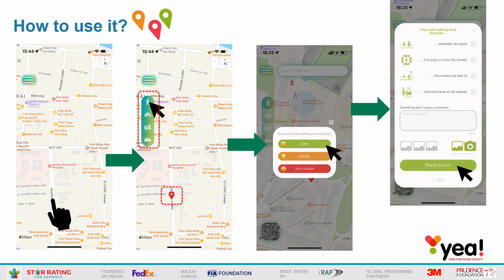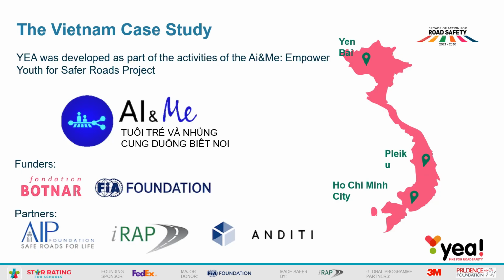And after selecting the level of safety, a new menu will appear for them to give us a little bit more information about how they feel that way. So we have some pre-populated attributes, but students can also leave comments and take pictures. And after that, they are ready to pin, and that information will be stored in the Youth Engagement App database. I will give you a more detailed demonstration in a minute of how the application works.